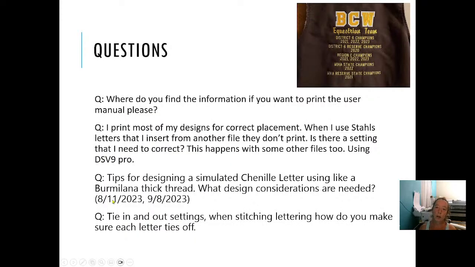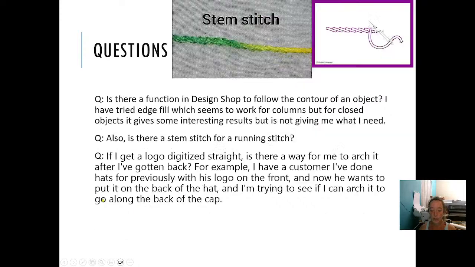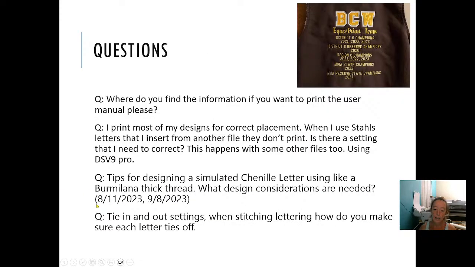Another way you can do it if you're not going to use Burmalana, I went over on the 8/11 DesignShop Talk. I spent quite a bit of time talking about micro chenille using polyester and puff. So that is another option that you have. But with Burmalana, it's really going to be about making longer stitch lengths, and there are some styles that you put over it to make it do that faux chenille look. So take a look at those videos. Let us know if those help.